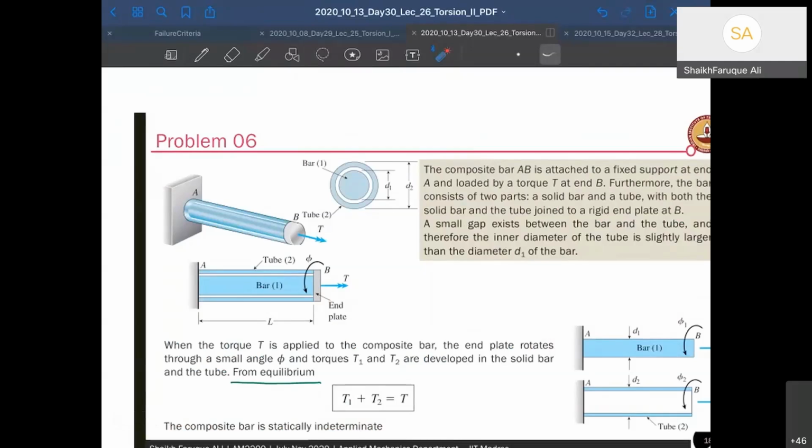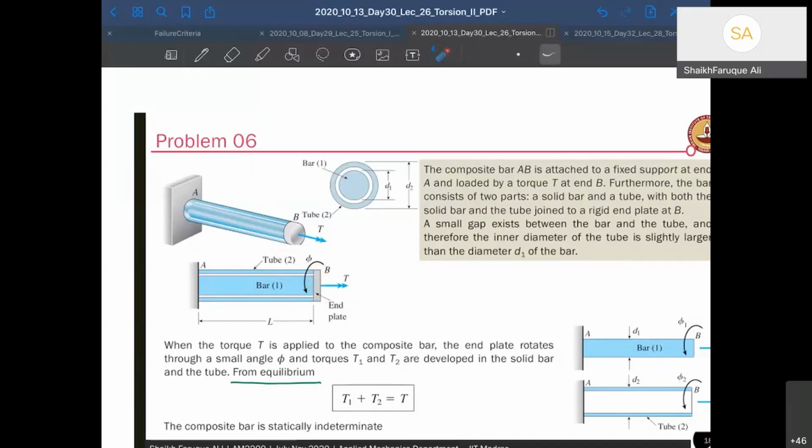Next problem is easy. It's there in your assignment, I suppose. So there are two tubes here. One is a solid tube, which we call bar one, a solid rod, and then there is a hollow tube, which we call tube two. So one is bar, one is tube. The bar is solid and the tube is hollow, right? They're attached to each other by an end plate, and the end plate is very fixed in the sense that you don't assume any deformation in the end plate.